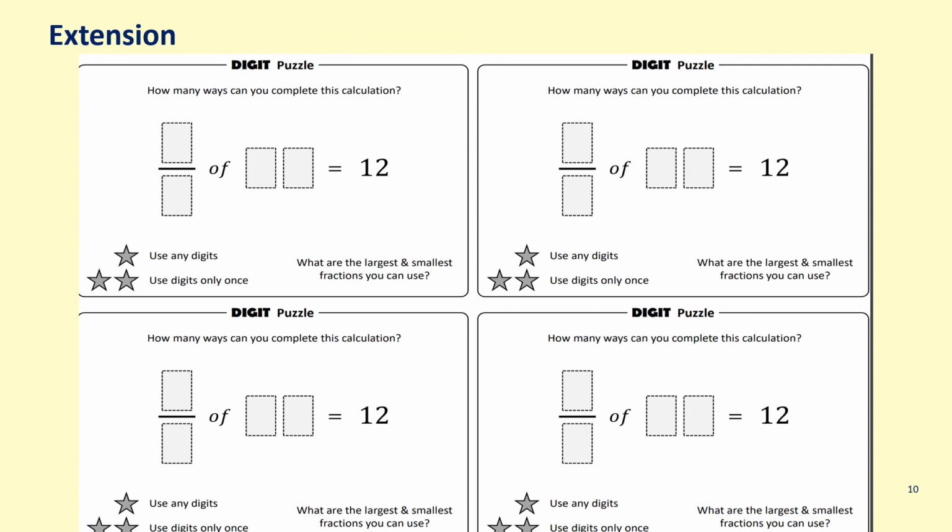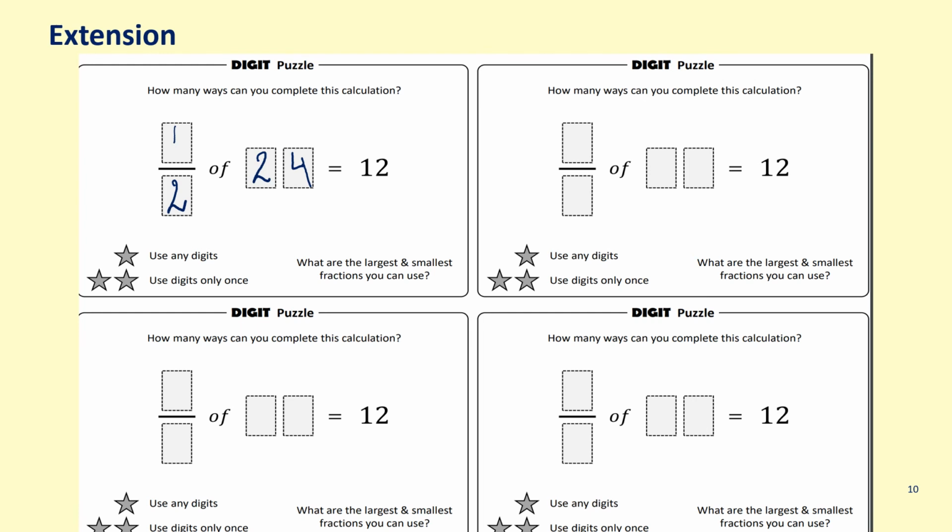So how many ways can you complete this calculation? So in here you have the final digit, the final amount, and you need to fill in those 2 cards. So let's try to do the first one. 12. So for example, I will go with the easy one. Half of 24 is 12. But this is not the only way to fill it in. Have a look at the stars underneath. So use any digit. So that's what I've done.